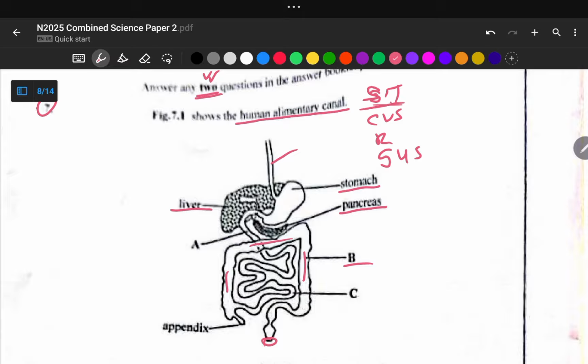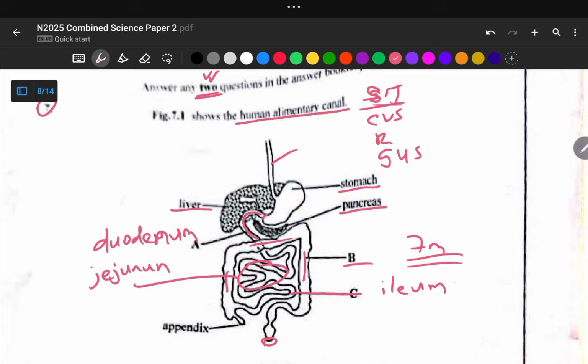So we have the small intestines. This one is the duodenum, the first part, which originates within the pyloric region, and then the middle part of the small intestines is the jejunum, right? And then the terminal part, which is C, is the ileum. You should be able to label these parts of the small intestines. Generally the small intestines are 7 meters in length. So you should appreciate this simple anatomy of the GIT system, right?